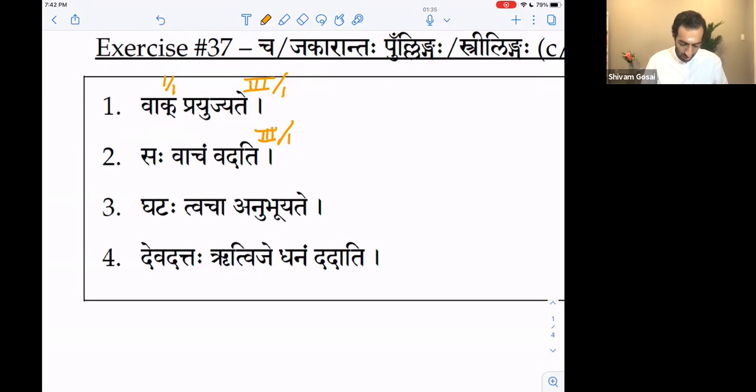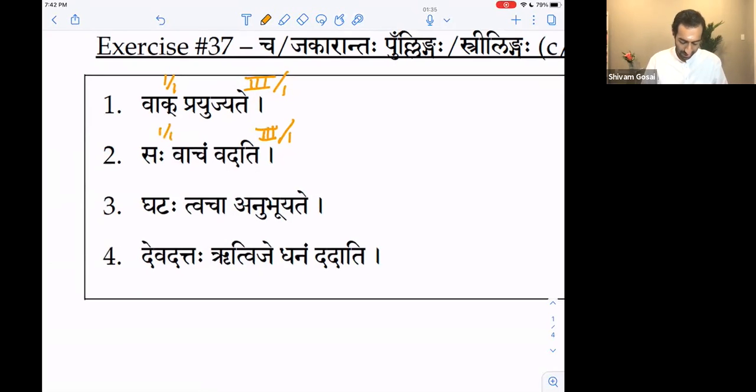But now we look for our 1-1, in this case is saha, right? So saha vadati, he speaks. He speaks what? Vacham, vacham. So su ojas ojas, so you said that 2-1, so vacham. So he speaks the word. This is like from the Bible. He speaks the word. That's there in the Bible as well.